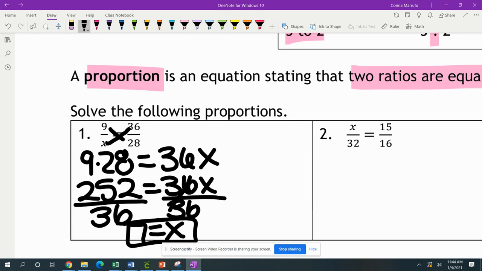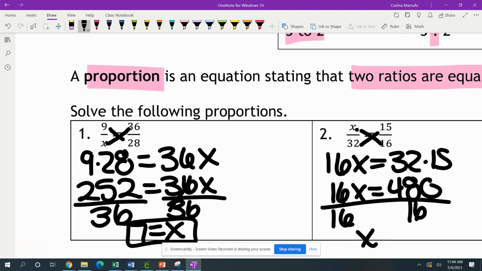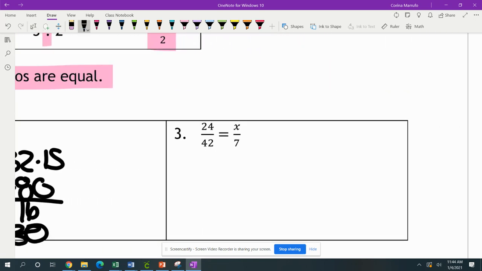All right, the next one we do the same thing. We go ahead and cross multiply. So we move the 16 up here with the x. So 16x equals, we move the 32 up there with the 15. So 32 times 15 gives us 480. And then we divide both sides by 16 to solve for x. And we get x equals, I believe it's 30. But let me double check. Yeah, x equals 30.